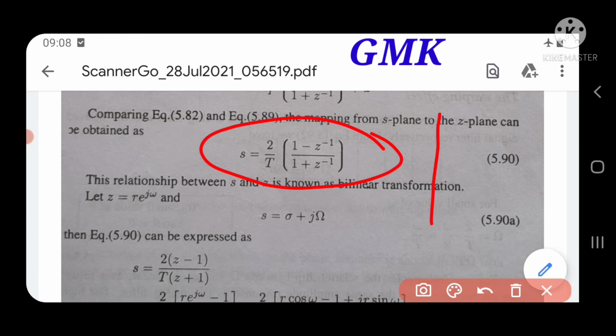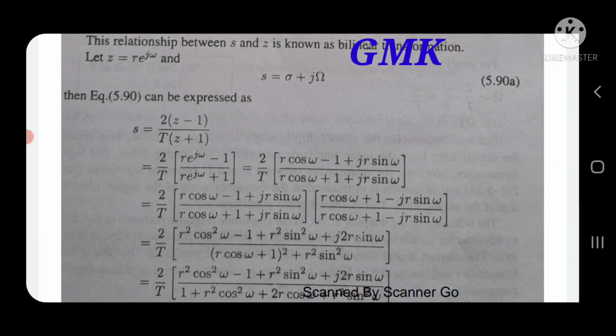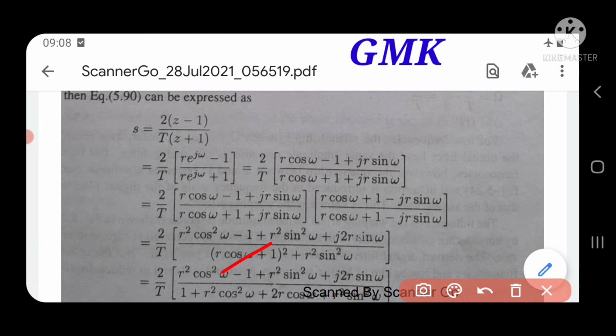So here we know that generally z is equal to r into e power j omega in terms of the polar representation. We also know that s is a complex number, so s can also be represented in the form of sigma plus j omega. By using those two considerations, s can be represented like this. By substituting z is equal to r into e power j omega in this equation, we can represent it like this. After that, r into e power j omega can be represented as r into (cos omega plus j into sin omega).